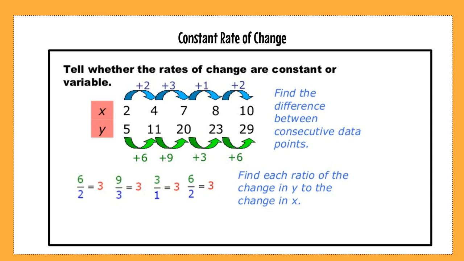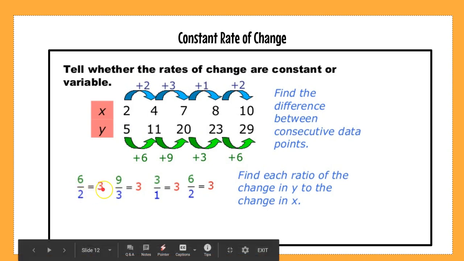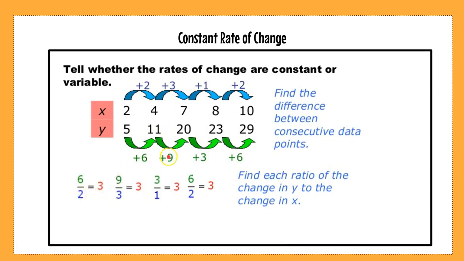Well, what I'm going to do is I'm going to write the change in y over the change in x every time. So here, the change in y is 6, the change in x is 2. 6 over 2 equals 3. Well, here, the change in y is 9, over the change in x is 6. Well, that still simplifies down to 3. Change in y is 3, change in x is 1. That's still 3. Change in y is 6, change in x is 2. That's still 3. So this actually is a constant rate of change. So for every time the y's go up by 3, the x's go up by 1. So this is a constant rate of change of 3, or a slope of 3.